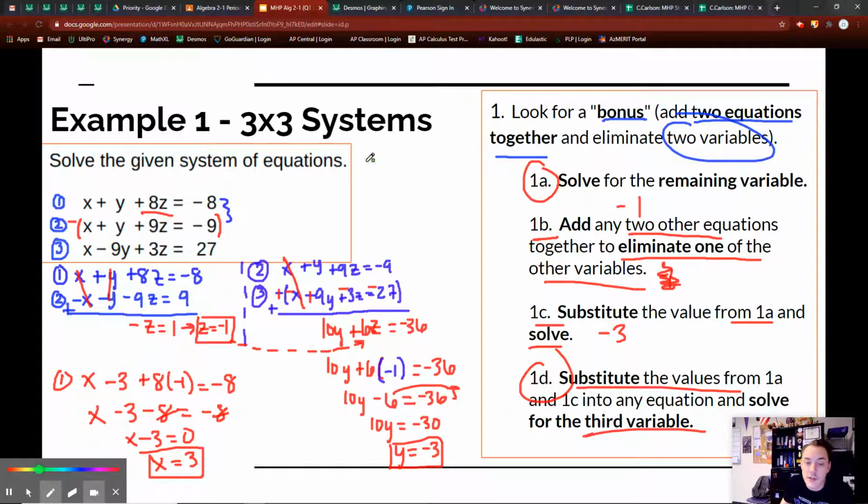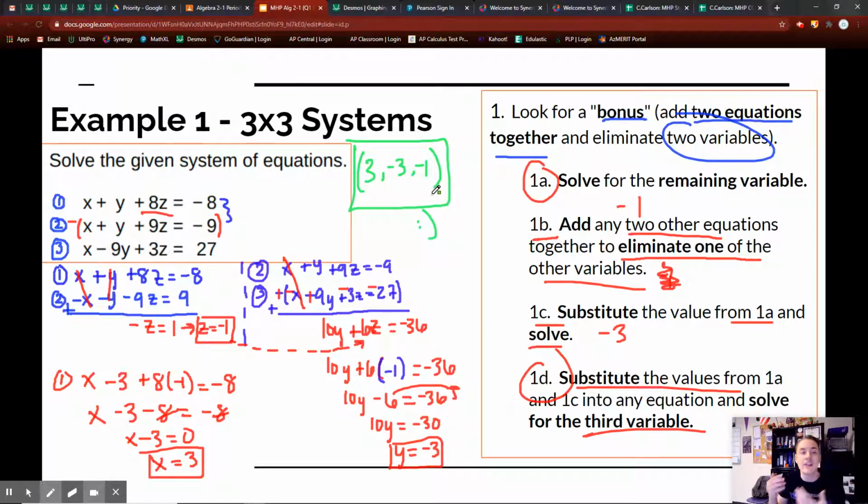So what is the total thing, what it would look like in 3 dimensions? 3, comma, -3 for y, comma, -1. This is my point, my intersection point for my 3-dimensional plane.